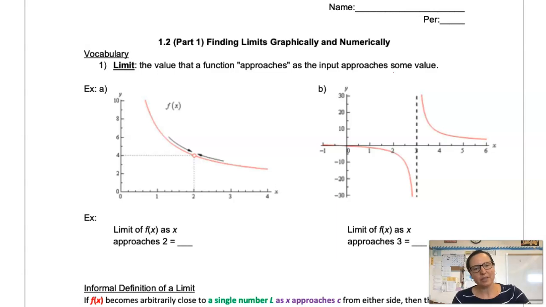In this video we're going to be looking at how to find limits both graphically, which is by looking at their graphs, and then numerically, which is by looking at a table of values for a given equation. Before we get into finding these limits though, let's talk about what a limit is.